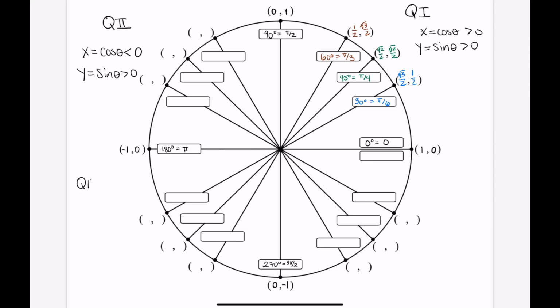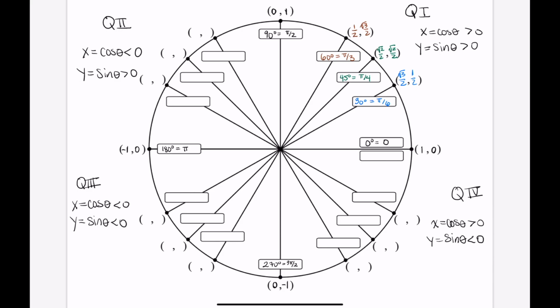Next, let's look at quadrant 3. X is equal to cosine, and here cosine is still negative. And now since we're below the x-axis, the y values, so the sines of angles, are also negative, so less than 0. And finally, quadrant 4, the x values, which are equal to the cosines of angles, are greater than 0. And the y values, which are equal to the sine of angles, still being under the x-axis, we know they're still negative, so less than 0.